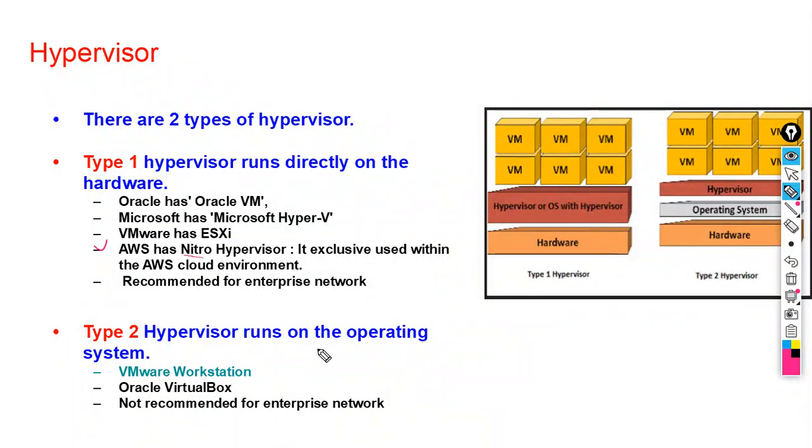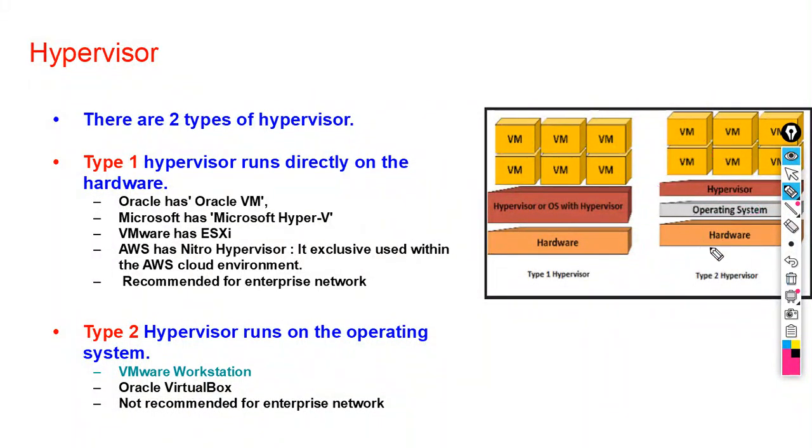And what is this type 2 hypervisor? Type 1 hypervisor is recommended. We use only type 1 hypervisors in our enterprise networks. We don't use type 2. Let us see the reason. Type 2 hypervisor runs on an operating system. You take the hardware, install an operating system on it like Windows 10, then install the hypervisor, and then create the virtual machine. So between hardware and hypervisor, you have an operating system like Windows 10 or Windows 11.